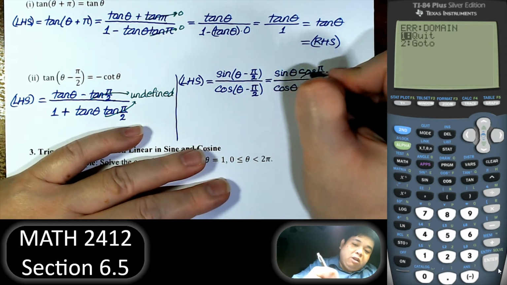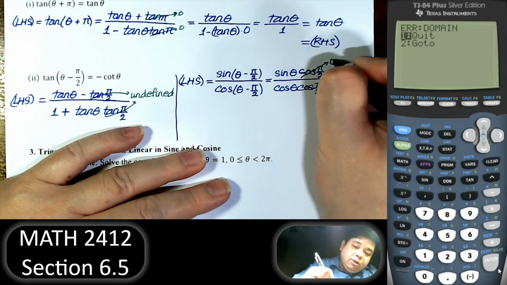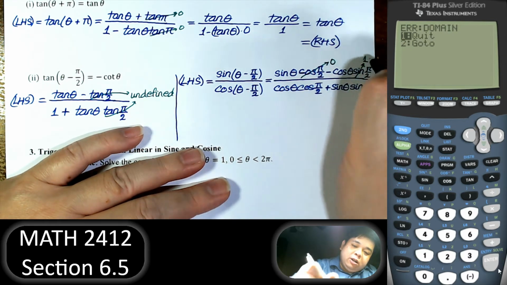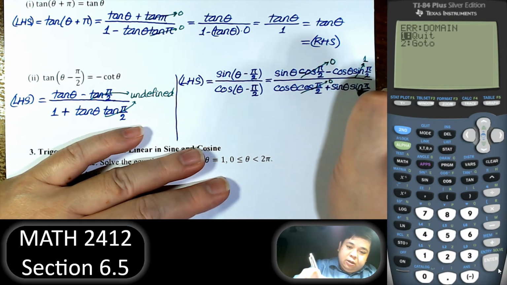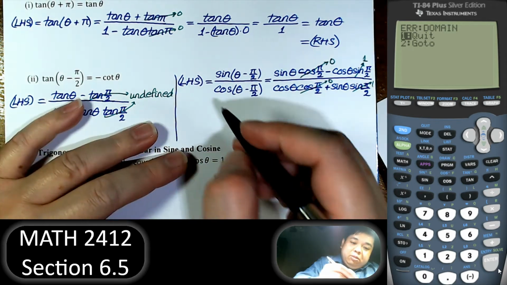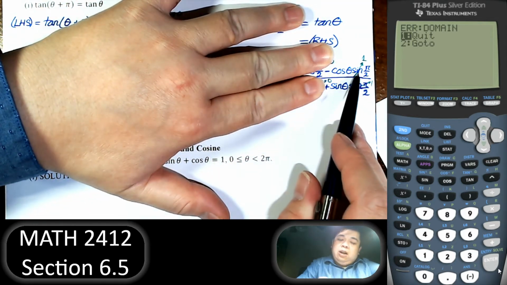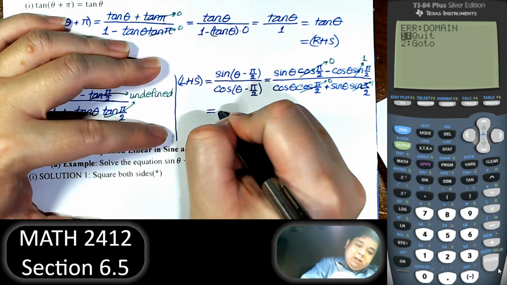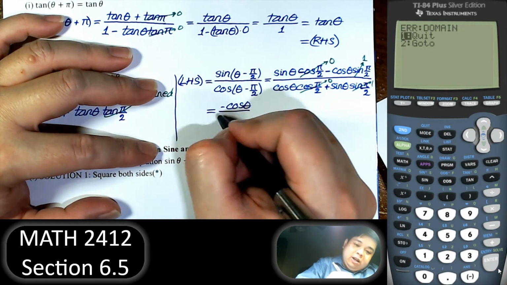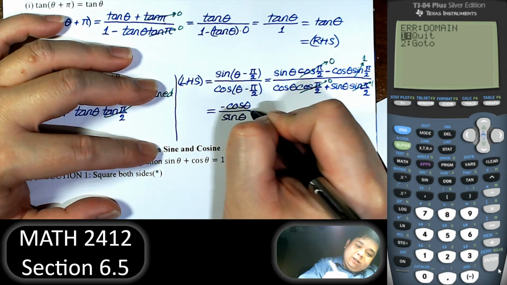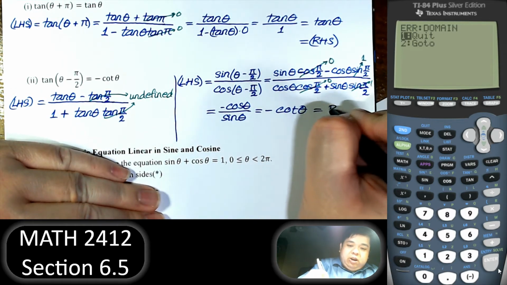Right, now cosine of pi over 2, cosine of 90 degrees, is 0, and sine of 90 degrees is 1. When we simplify, the zero terms cancel out. We just have negative cosine of theta over sine of theta. That gives us negative cotangent of theta. So it's simple enough, pretty straightforward.